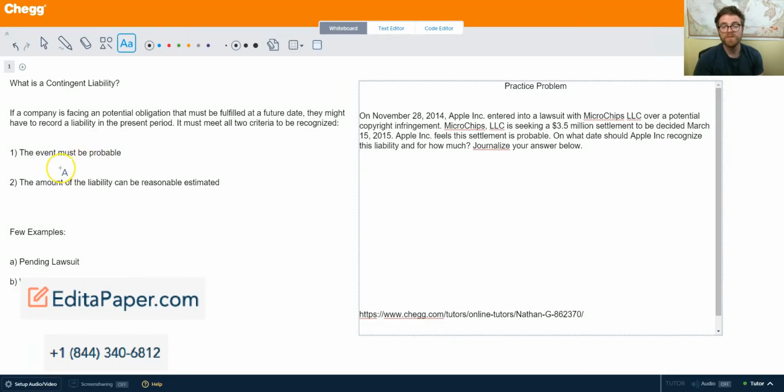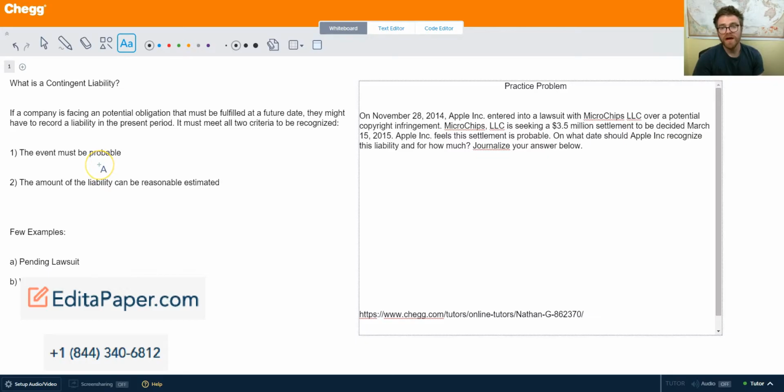The first one is the event must be probable. Now, probable usually means more than 50% likely. So, more likely than not, it will occur. That's what probable is in accounting. And second, the amount of the liability can be reasonably estimated. So the actual monetary value can be reasonably estimated at that time. If it meets those two criteria, you most likely have to go ahead and record that liability in the present period. Here are some examples: a pending lawsuit and warranty claims.